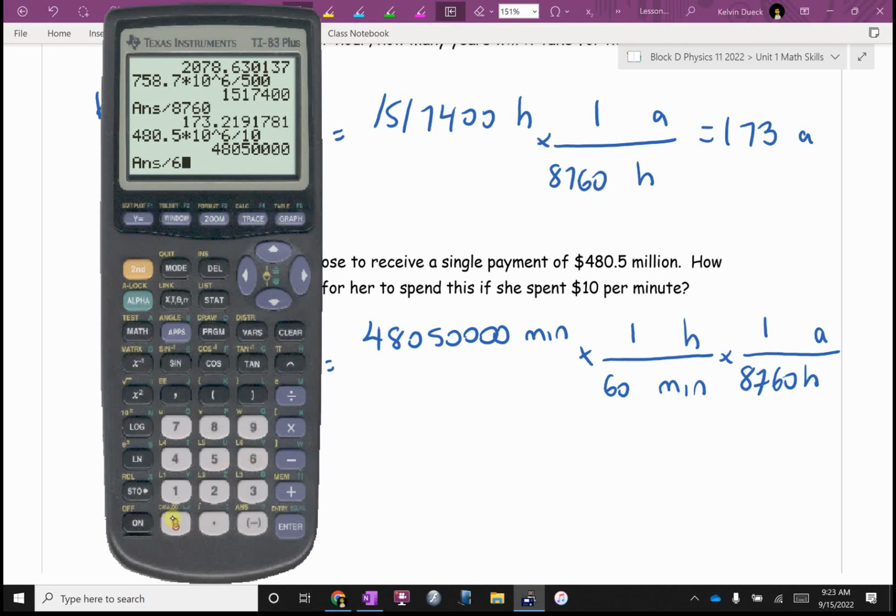Divided by 60, divided by 8,760. And I'm using my answer button again, because why not? What do you get? Don't think so. You might have hit a times somewhere. I'm getting 91.4, which, while that's within the span of a human lifetime, that would only work if you won as a toddler.